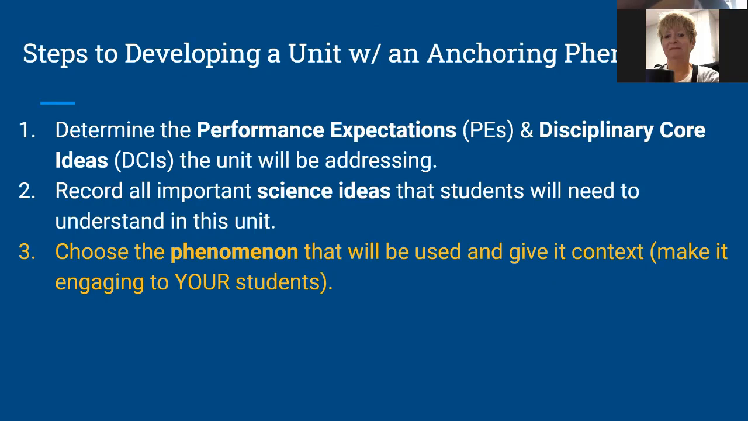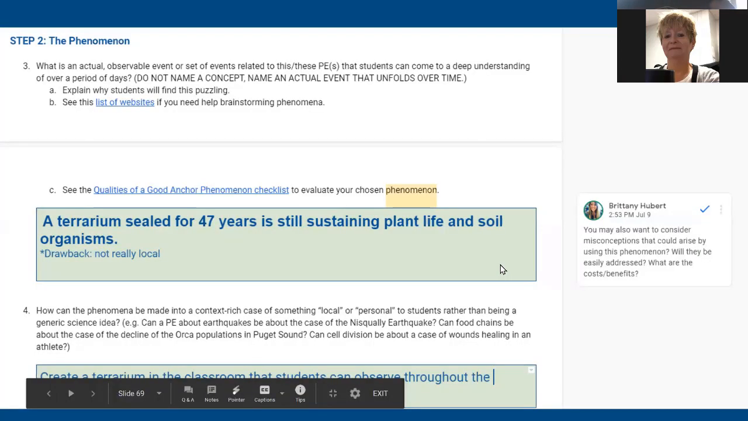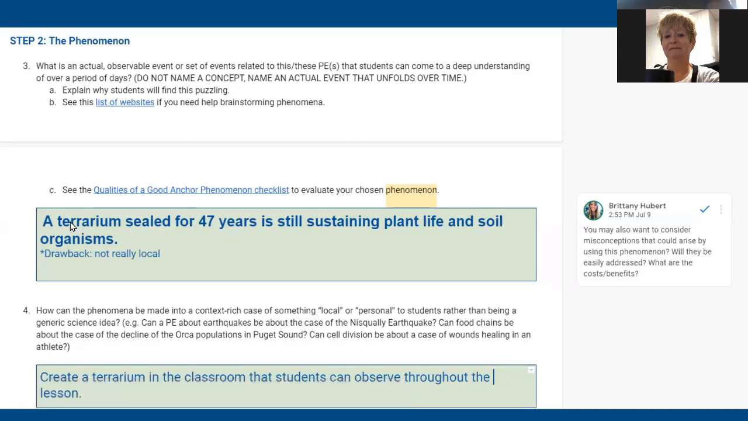So the next step in this unit then would be to choose the phenomenon that will be used. So once we know the science ideas that students need from this, we're going to choose the phenomenon that would be used and give it context. So make it engaging to our students. And so, for example, with this ecology unit, we decided on a terrarium. All right, so a terrarium sealed for 47 years is still sustaining plant life and soil organisms.